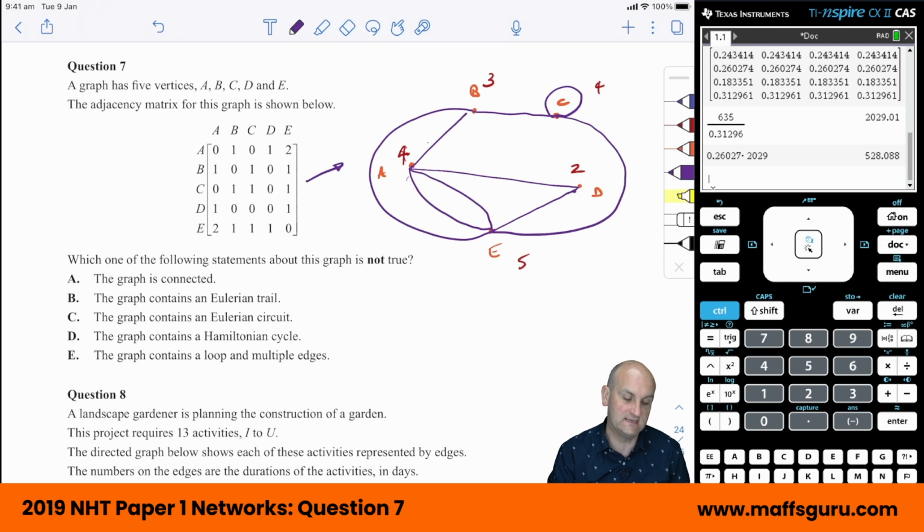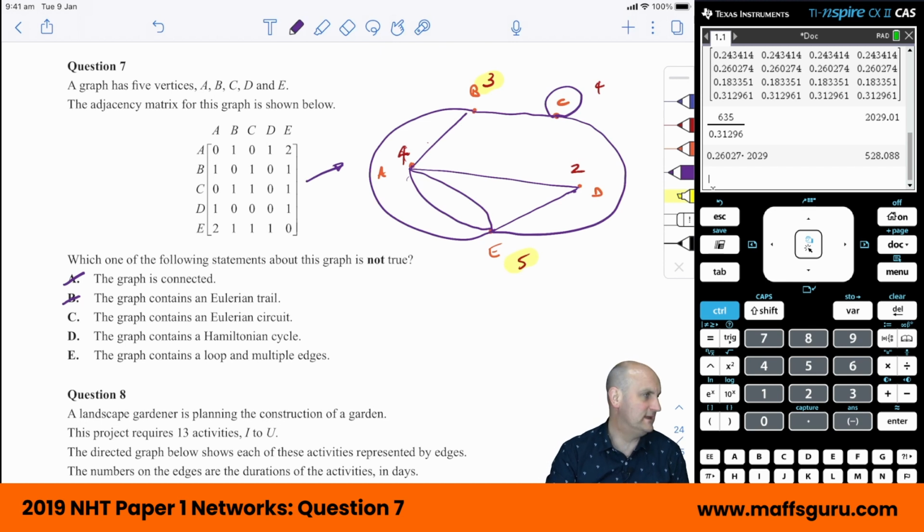The graph is connected. Well, that is definitely connected, right? Because we can see that all the points are connected. So that's true, and as such is not helpful for the question. The graph contains an Eulerian trail. So, reviewing my notes, an Eulerian trail has exactly 2 vertices with an odd degree. Well, let's have a check. There's an odd degree. There is an odd degree. All the rest of them are even. So it does have an Eulerian trail. So that is no use to me.